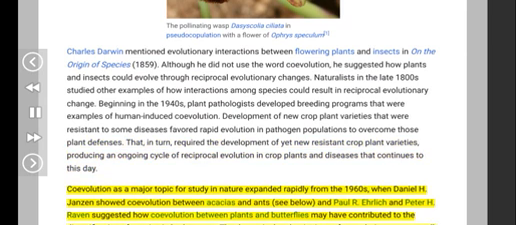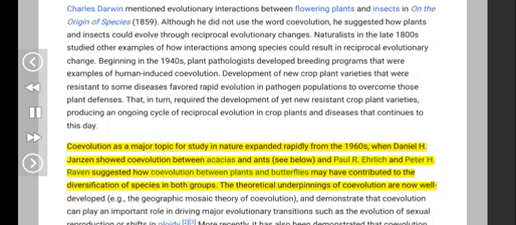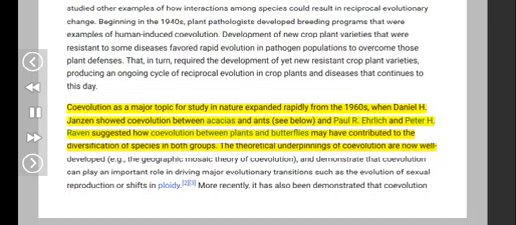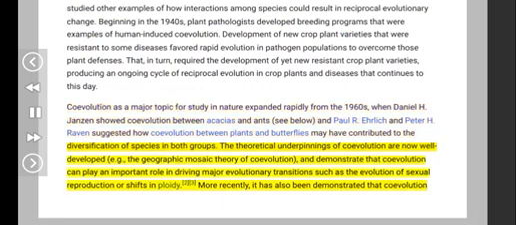Coevolution as a major topic for study in nature expanded rapidly from the 1960s, when Daniel H. Janzen showed coevolution between acacias and ants, see below, and Paul R. Ehrlich and Peter H. Raven suggested how coevolution between plants and butterflies may have contributed to the diversification of species in both groups. The theoretical underpinnings of coevolution are now well developed, e.g., the geographic mosaic theory of coevolution, and demonstrate that coevolution can play an important role in driving major evolutionary transitions such as the evolution of sexual reproduction or shifts in ploidy. 2.